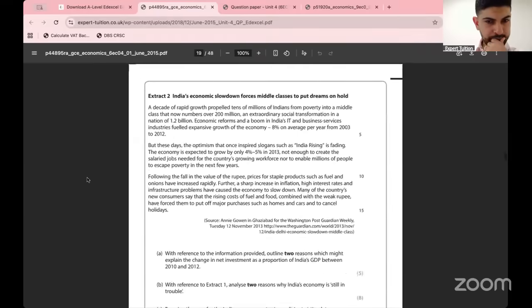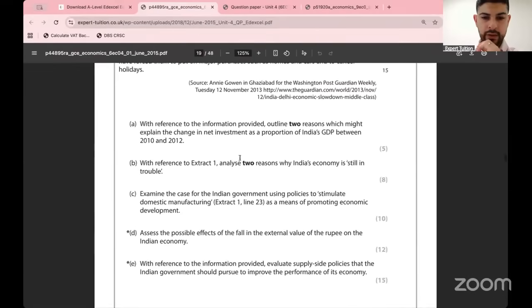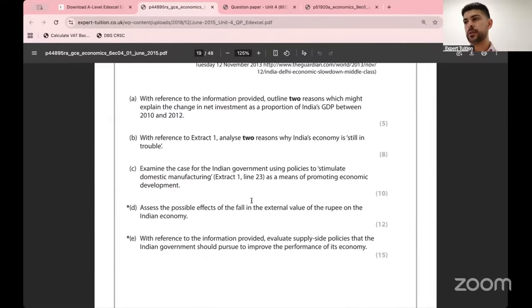So there's an extract here about India. Here we go. And if you're lucky enough to get a 12 marker like this, thank your lucky stars. You should get 12 out of 12 like that. It says, assess the possible effects of the fall in the external value of the rupee on the Indian economy. Lucky days for you.